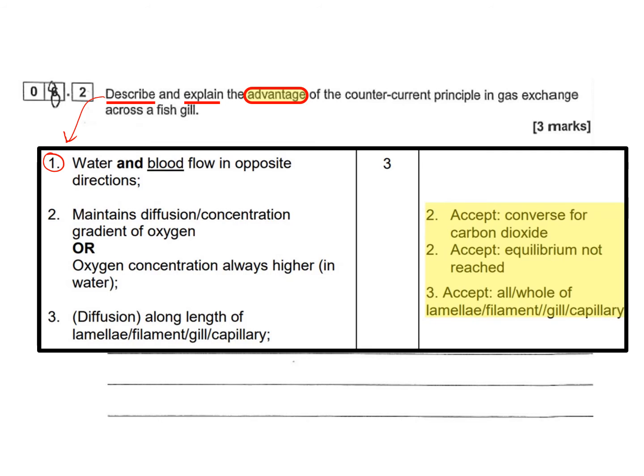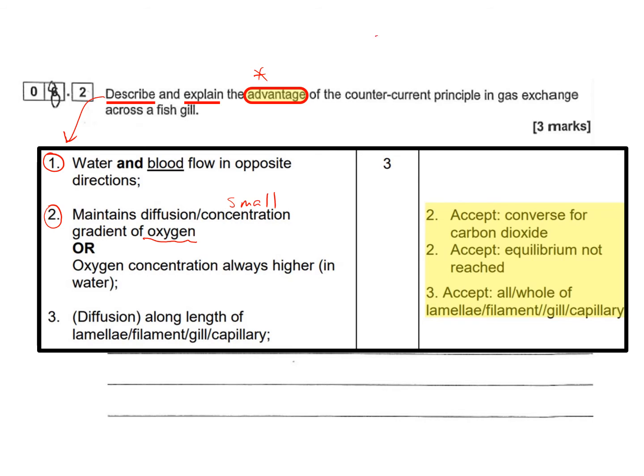Second mark point then is explain the advantage of this to the fish. So if you get the countercurrent mechanism with water flowing over the gills in one direction and the blood flowing in the opposite direction in the capillaries inside the gill lamellae, it's going to maintain a diffusion gradient of oxygen. So oxygen diffuses from the water into the blood, and that concentration gradient, although it is a small concentration gradient, it is maintained over the entire length of the gill lamellae.